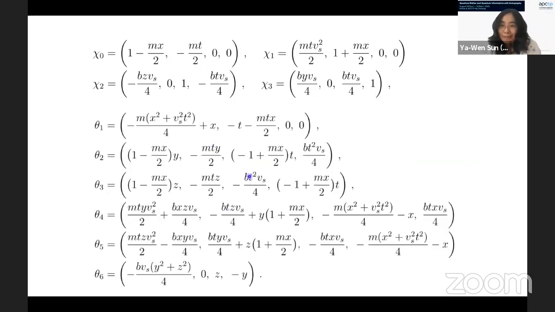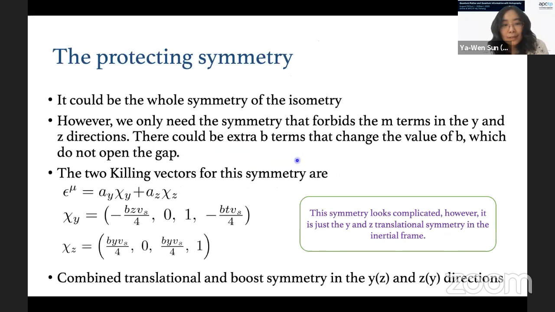And finally, we have these 10 generators of the symmetry. The 4 are related to the original translation symmetry, and these 6 are the original Lorentz symmetry. And the symmetry that we need to protect the system are χ_1 and χ_Z.